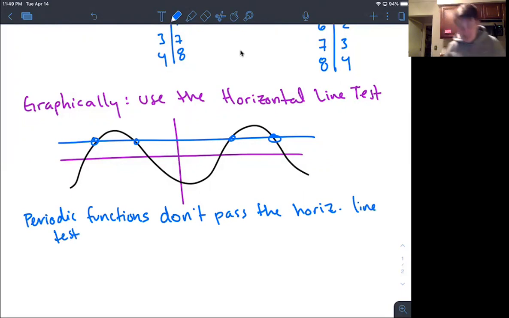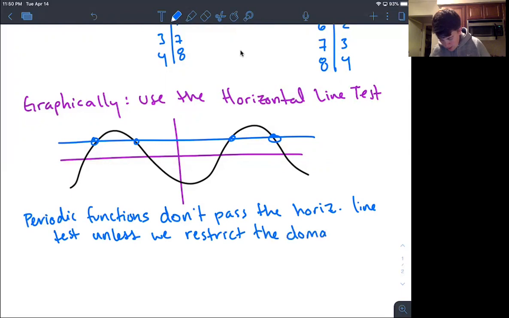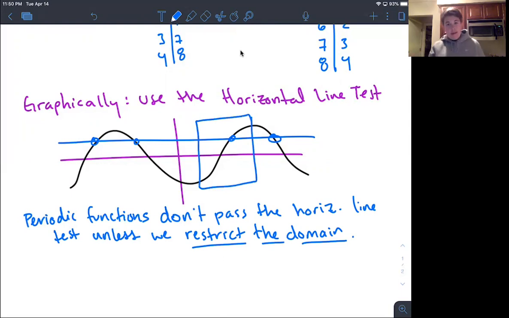Unless, you knew there was a but, unless we restrict the domain. My handwriting is terrible, let me try to make this a little bit nicer. Unless we restrict the domain. So if we say we're just talking about this piece of a periodic function, then I can definitely say I could have a one-to-one function. If I select, for example, from here to here, in that box, that would totally pass the horizontal line test. It only hit once, right?